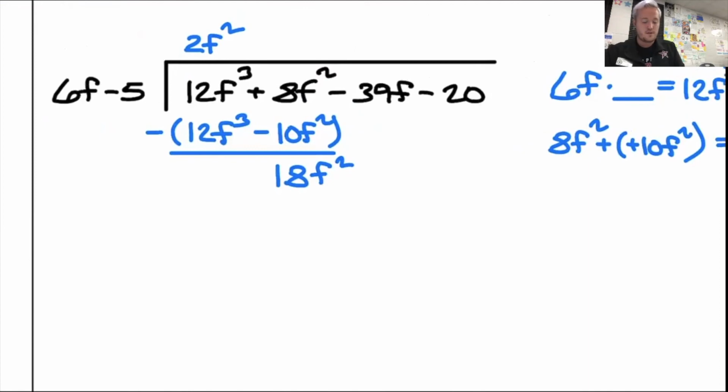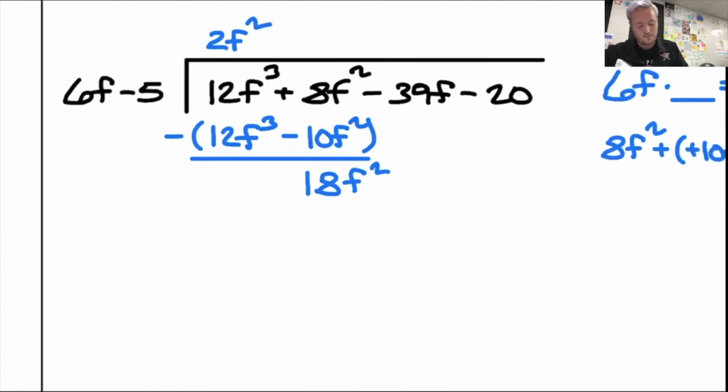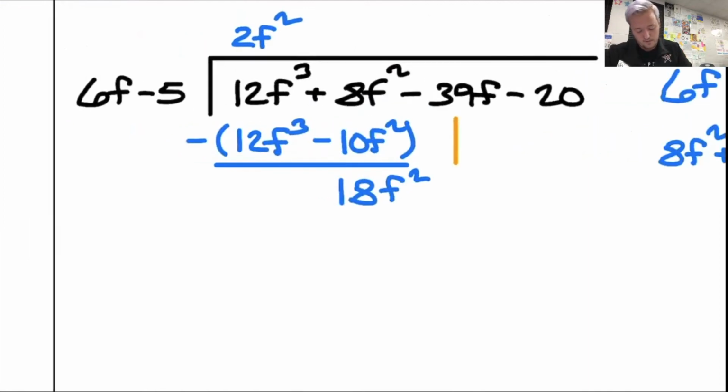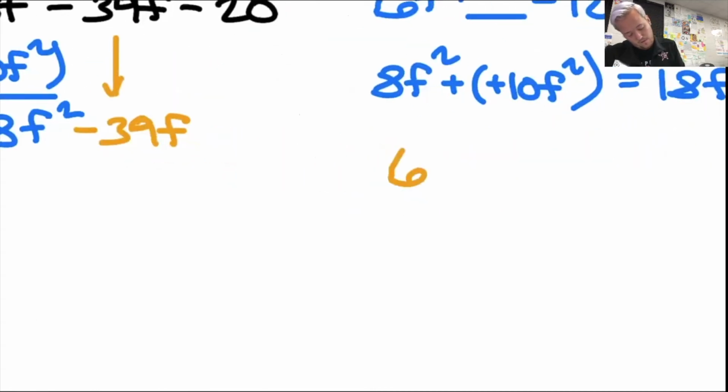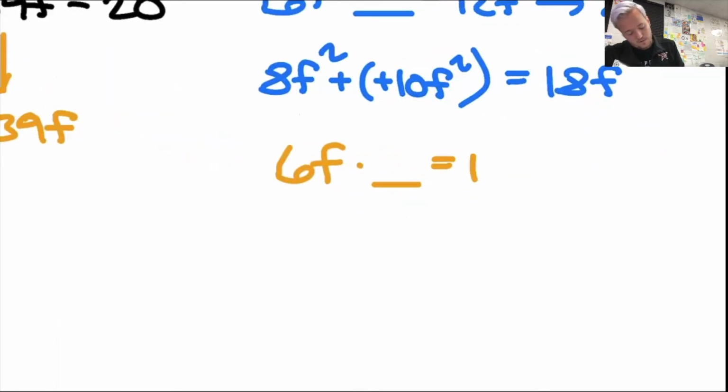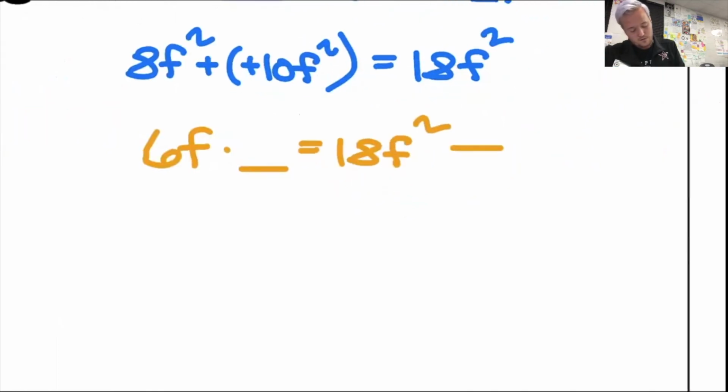All right, so that's the first step. Now for the second step, bring down the negative 39f. All right, so 6f times some value to give you 18f squared. That's going to be 3f.